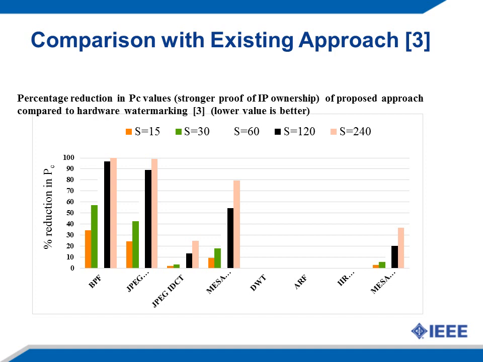So here we have compared the proposed digital signature security algorithm with another approach, 3, which uses hardware watermarking. And again we have compared it in terms of the reduction of PC value, which indicates stronger proof of IP ownership. As you could see, for all sizes of digital signature from 15 to 240, there is a considerable reduction of PC using the proposed digital signature method compared to hardware watermarking 3.